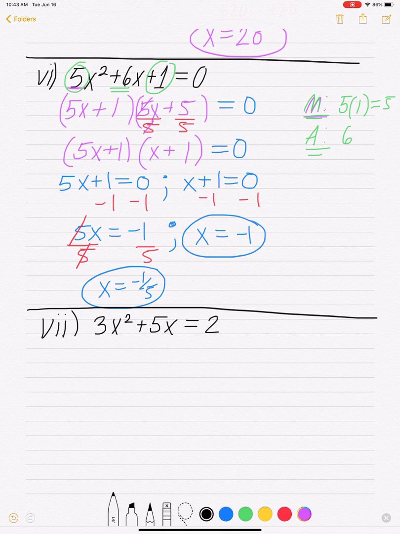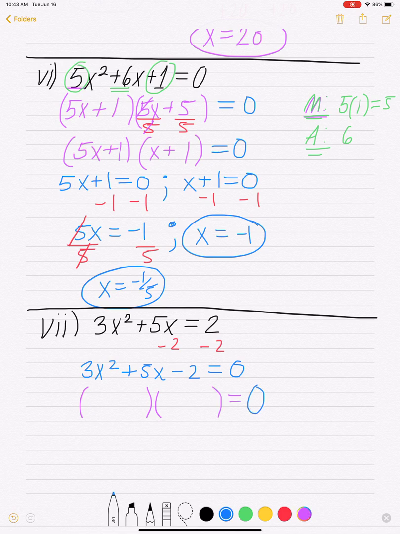So this looks like a quadratic because the largest power is 2, but it's not in standard form, right? So you need to get 0 on the right side. So let's subtract a 2 from each side. So we'll have 3x squared plus 5x minus 2 equals 0. So we have it in standard form. Now we got to factor. It's not an easy factoring problem. And this is all equal to 0.